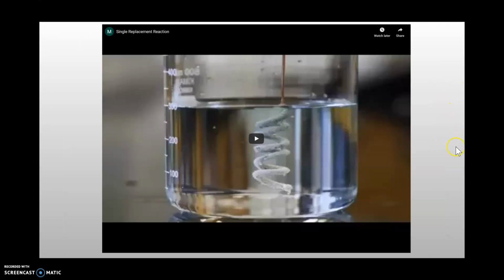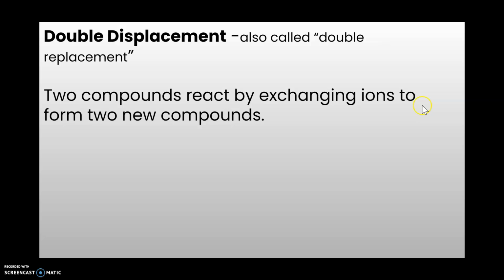All right, and here are some fun little reactions that show you an example of a single replacement reaction. Okay, the fourth one is called double displacement, or as you've guessed, double replacement. In this one, we have two compounds on the reactant side and two compounds on the product side.